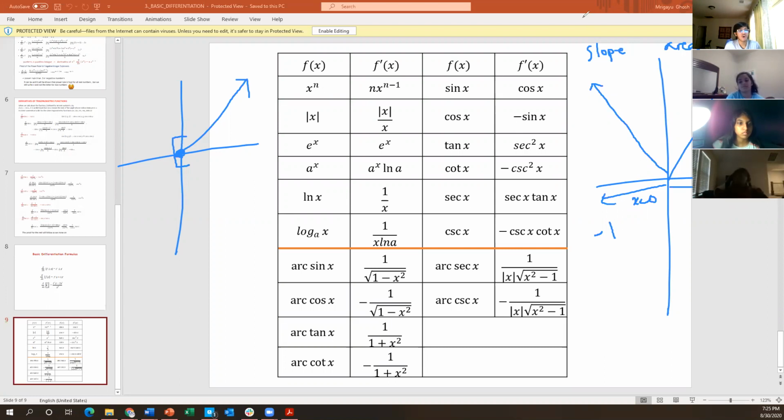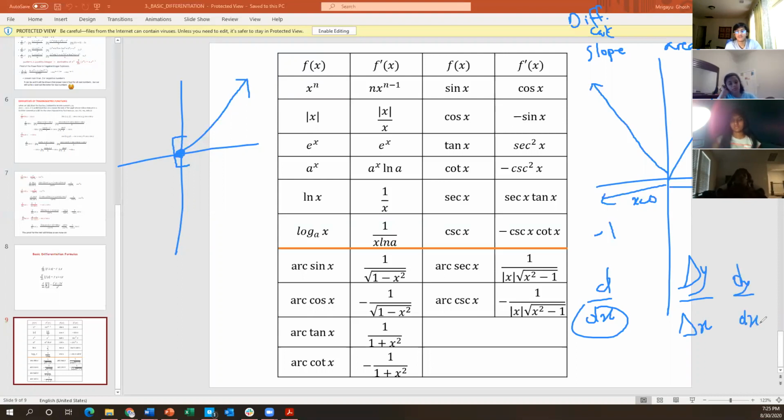Slope is the one big branch, called differential calculus, and we use the word differentials for all of these dx's. Whenever you see d over dx, dx is what we call a differential. A differential is an infinitely small change in x or an infinitely small change in y. So Leibniz basically said, instead of saying delta y over delta x for slope, why don't we say dy over dx to represent infinitely small changes? So that's what the differentials are. The other branch of calculus is called integral calculus.